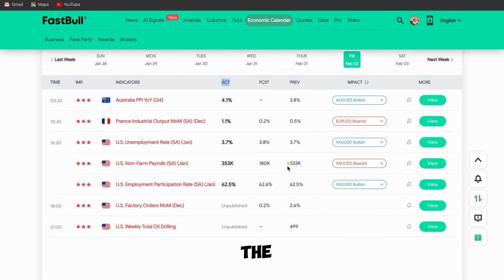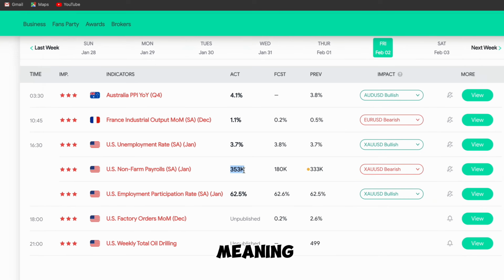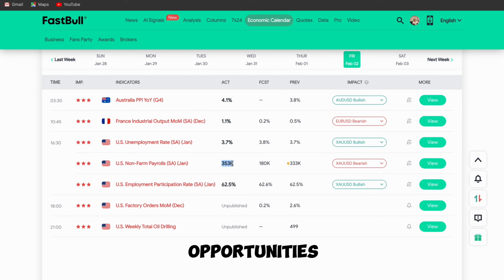You can see, traders, our previous data was 333k, then the forecast was 180k, and now the actual was 355. Anytime you see a higher number than the forecast, it means the dollar is healthy. It means more jobs have been added to the US economy. But if this number came out lower than the forecast, it means the dollar would be falling. But now you can see 353k more jobs were added to the US economy, meaning there are more employment opportunities in the US.